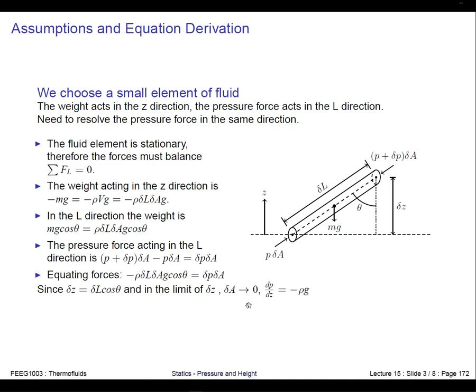Okay, so we started off with these small changes, and as we shrink our control volume down to 0, then we get to the differential form. So this is the gradient of pressure with z at a single point. It's a total derivative, and it's equal to minus rho g. Okay, and this is our master equation. This is the thing that we use to work out pressure changes with height in different liquids.